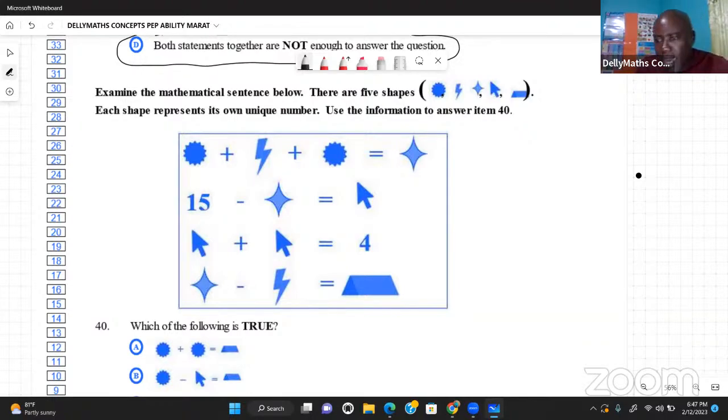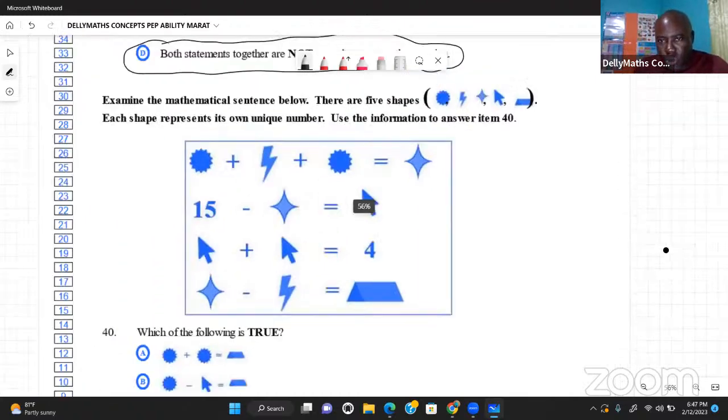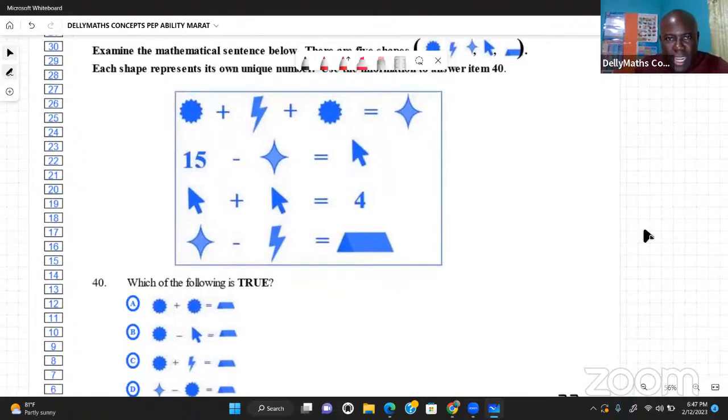It says examine the mathematical sentence below. There are 5 shapes. We see something like the sun, something like a lightning, something like a star, something like an arrow, and something like a computer cursor. Basically the arrow and a trapezium, I will say, oh, it's a prism. All right, good, it's a prism. Now look at what they're saying here. Look at this carefully, right? They put some numbers in there, but I don't think I need the numbers to answer the question. They want to know which statement is true, so I could push this up so you could see what's going on. I see some answers coming out that I like.